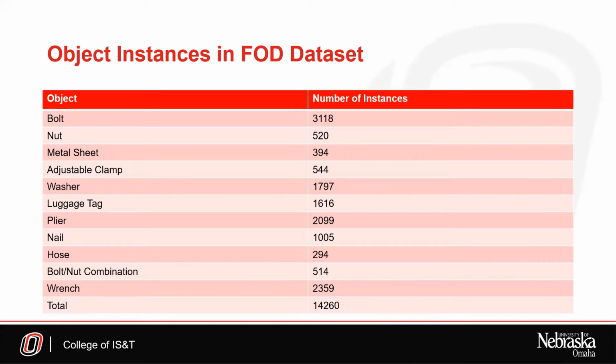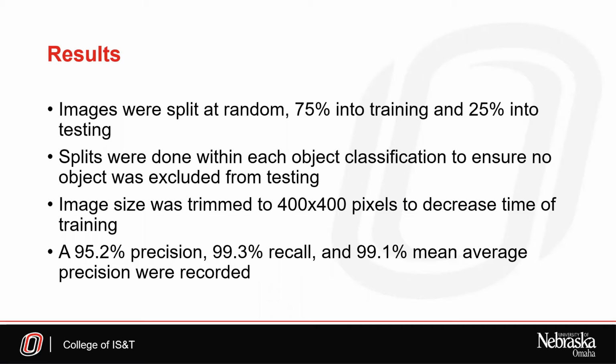Our dataset contained various categories, and the number of instances of each category is contained on this slide. From the previous table, the images were split at random, with 75% going into training and 25% going into testing. These splits were done within each object classification just to ensure that nothing was excluded from the testing.